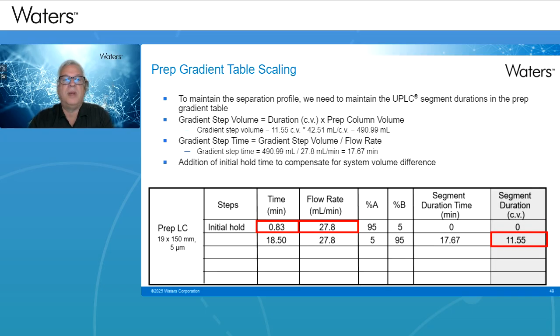Okay, so remember that 0.83 that we have added, the initial hold. We are running at 27.8 mL per minute. I want to do my 11.55 column volume segment duration. So I will have in time that much, and I will just go back and calculate that time over there. So it's a back calculation. You can see all the values here that we have done. Everything is written here, so I don't need to go through it. But basically, we do a back calculation from here to get that answer over there. Okay?